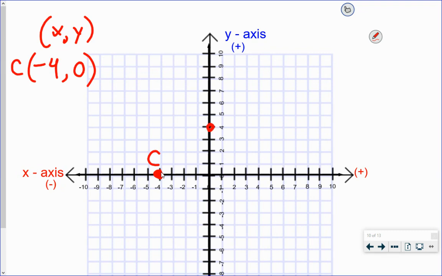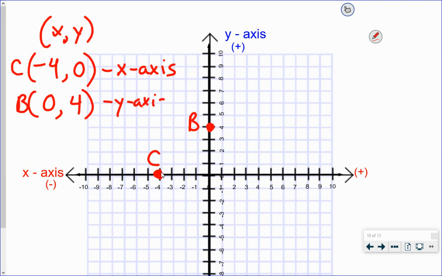All right, where is point B here? Did I go right or did I go left to get to it? No, I stayed here, so x is 0. Did I go up or did I go down to get to B? Well, I went up positive 4. So the location of B is at 0, 4, which means point C is on the x-axis and point B is on the y-axis.